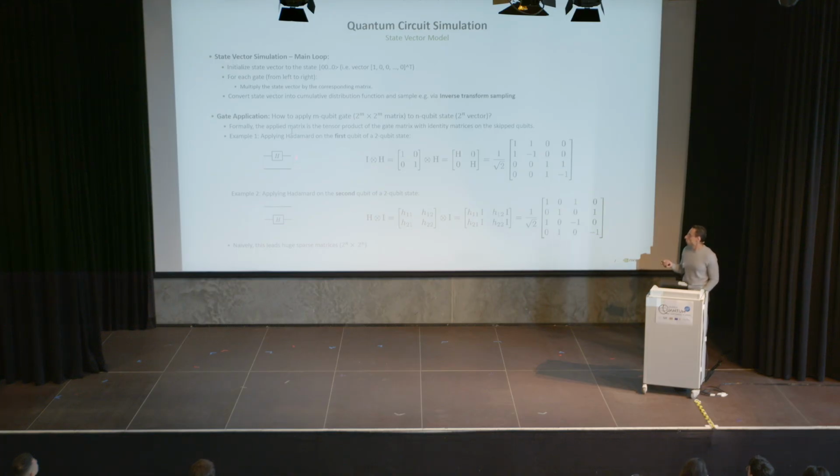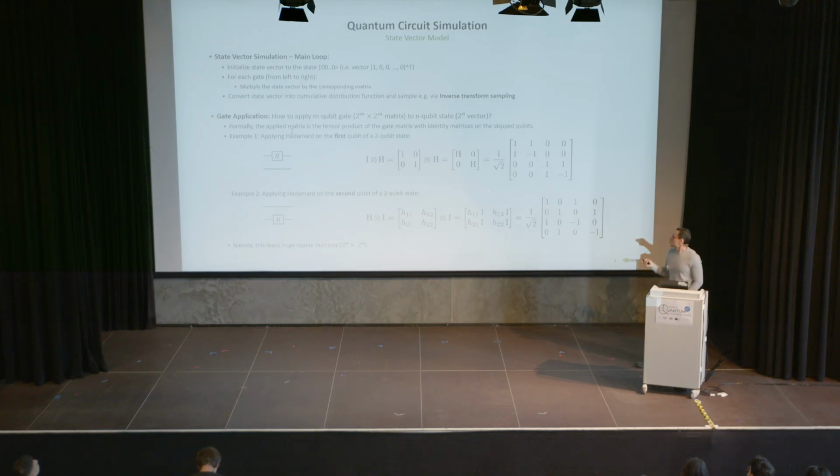The missing piece of information here is that the applied matrix is formally not the gate matrix itself, but rather a tensor product of the gate matrix with identity matrices on all the qubits that the gate does not apply to. So for example, if we're applying a Hadamard gate on the first qubit of a 2-qubit state, then the applied matrix would be this tensor product producing a 4x4 matrix of the correct size for this 2-qubit state. Of course, the order in tensor products matters, so applying a Hadamard gate to the second qubit would be a different tensor product producing a different 4x4 matrix.